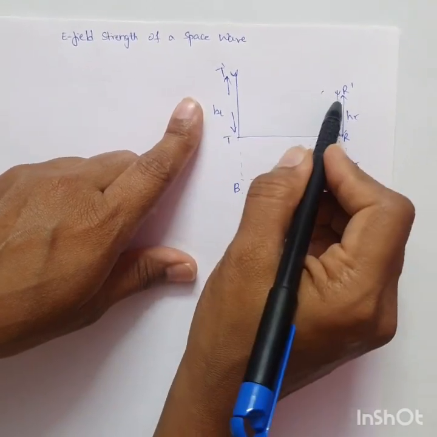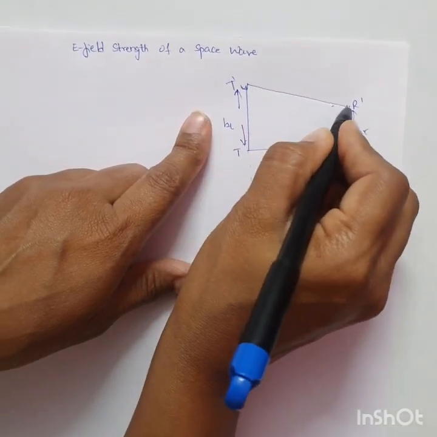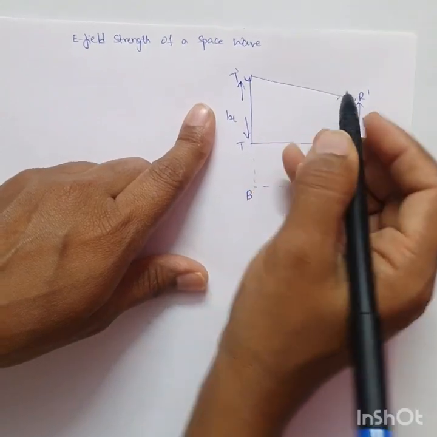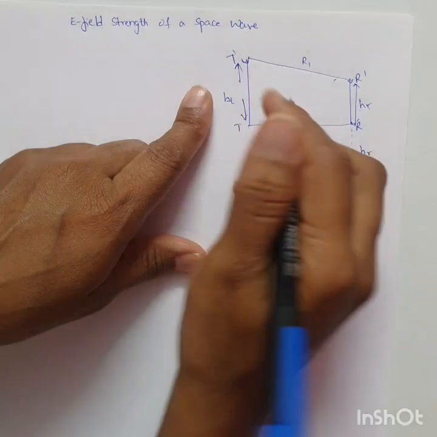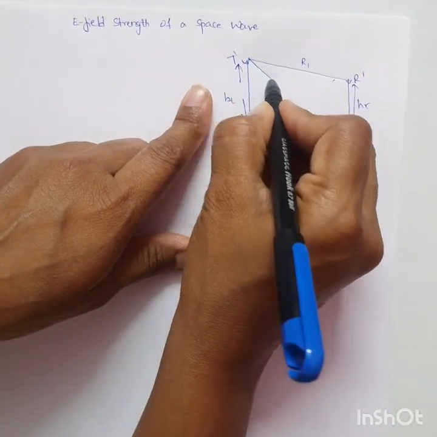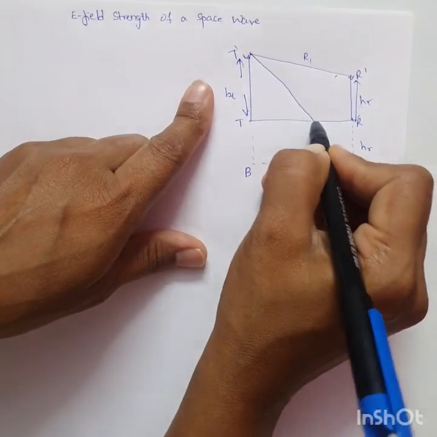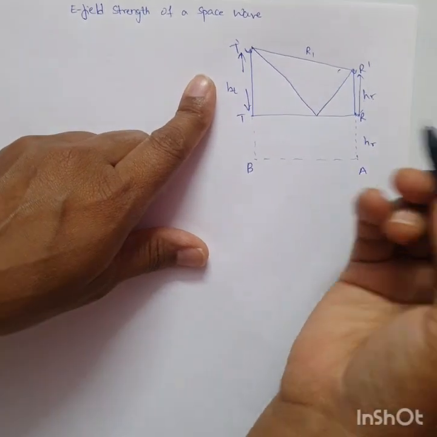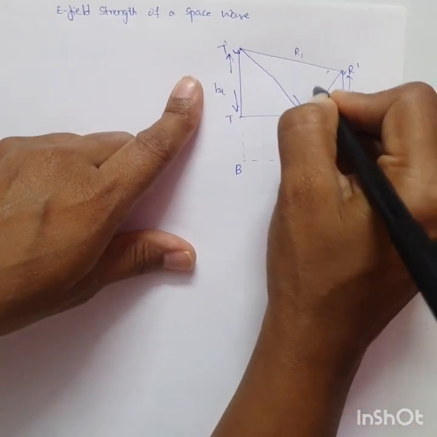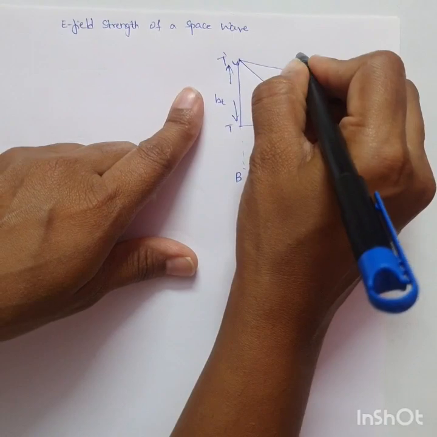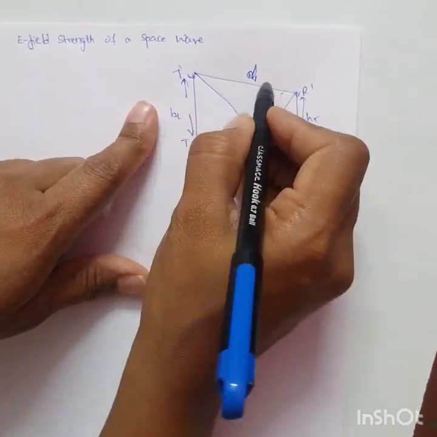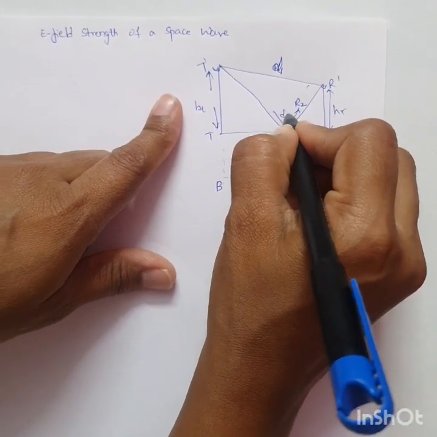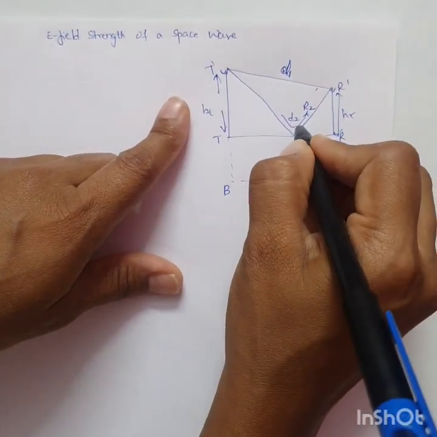Then the wave that is transmitted by the transmitter will be received at the receiver through two paths. One is the direct path, which is nothing but the LOS path, and we call this R1. The other one is the reflected path, which is reflected by the ground, and we call this path R2. The distance traveled by path 1 is D1, and the distance covered by path 2 is D2.